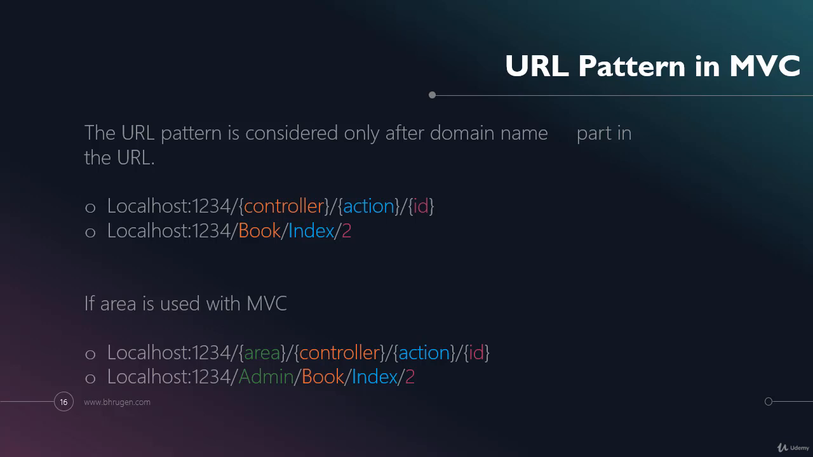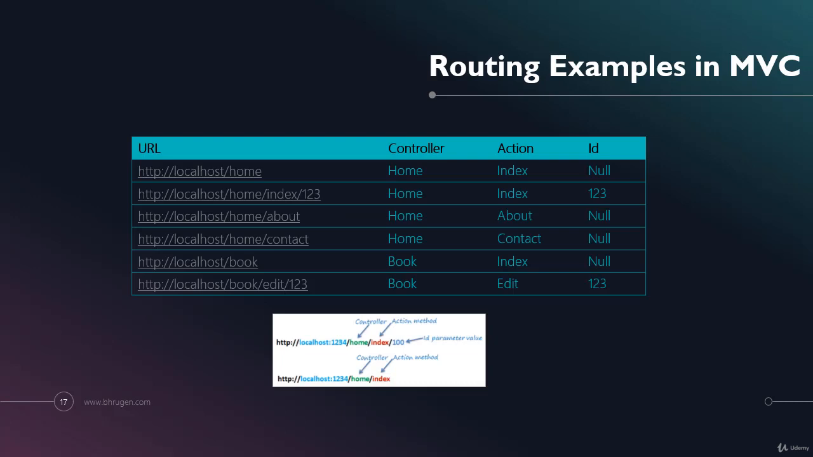The example you see below is an example with areas. When you use areas in the project, it adds one more layer to the routing. I will explain in more detail what areas are in just a second, but first let's understand the basic routing with controller and action and parameters. Here we have a few examples. Based on that, I have displayed what would be the controller name and what would be the action name. Let me come back to this in a while.